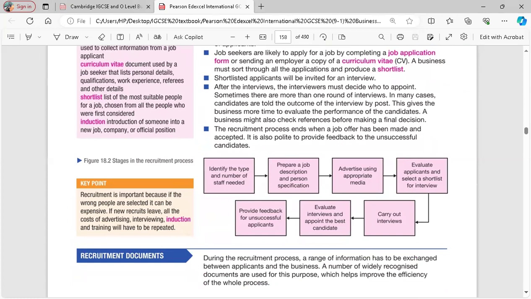From external, we have internal and external recruitment. If you need workers from within the business, that is internal. If you need workers from outside the business, that is external. Do you get it?